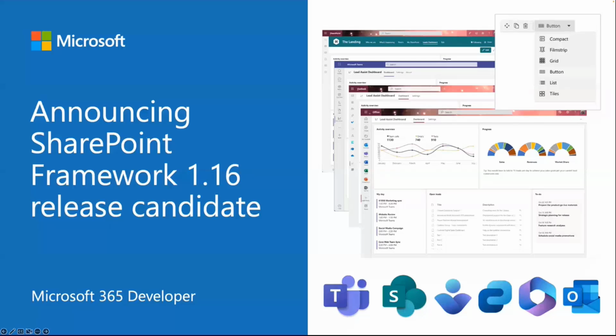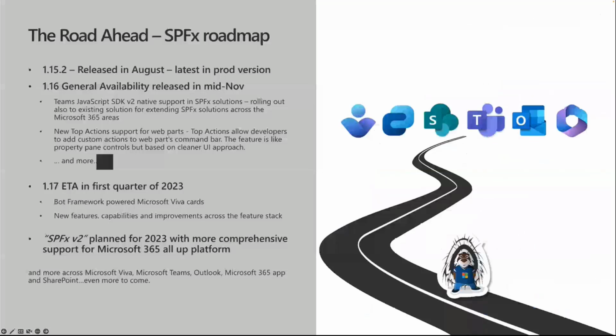Now, let's go to the following slide. Quick recap on the timelines and versions which are available. So 1.15.2 is currently still the latest version in production. 1.16 GA will happen in mid-November. So we're talking about days rather than weeks or months right now. So that's coming up relatively soon.